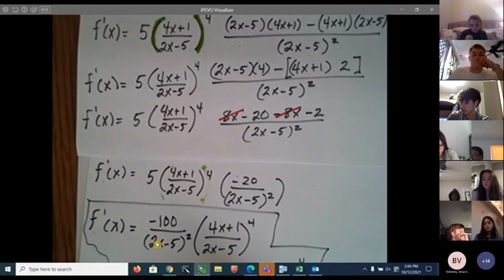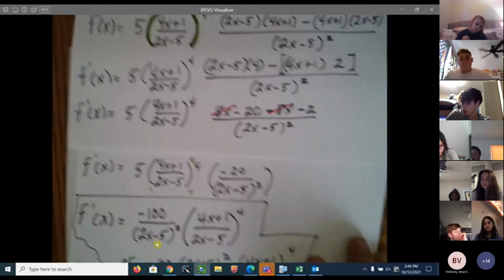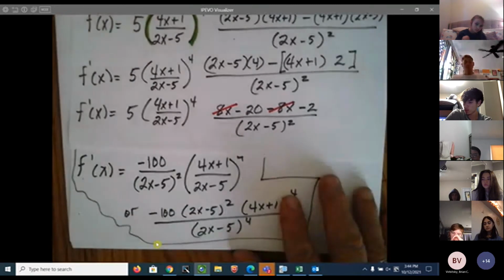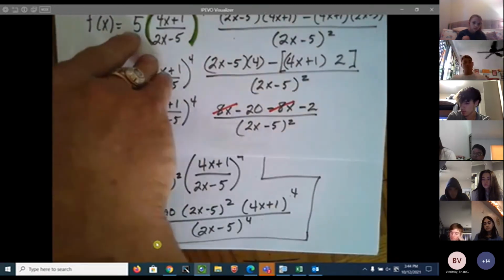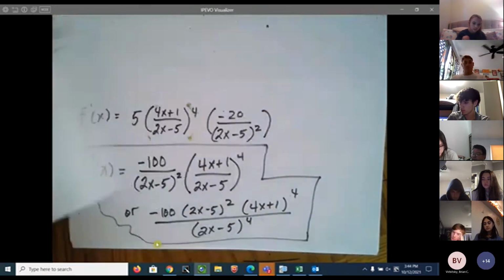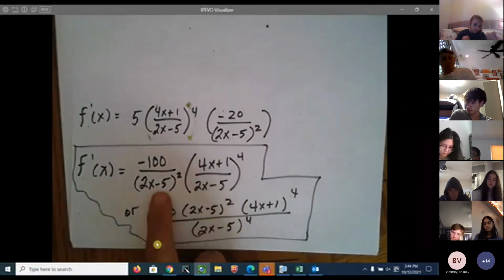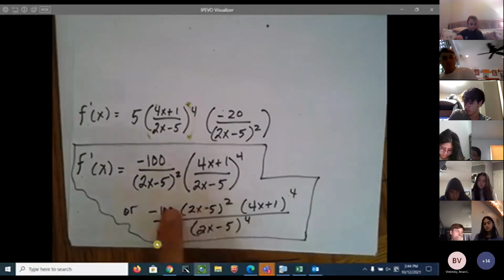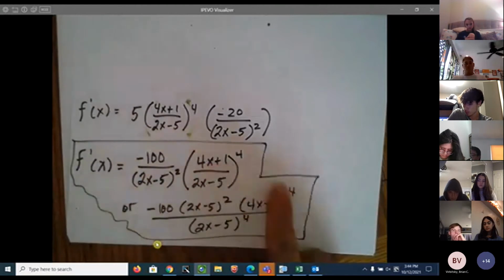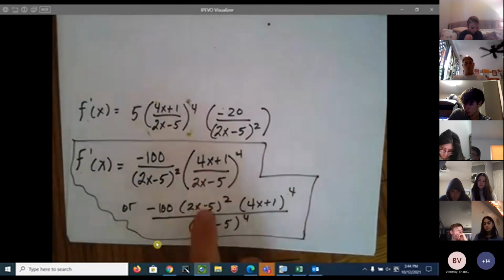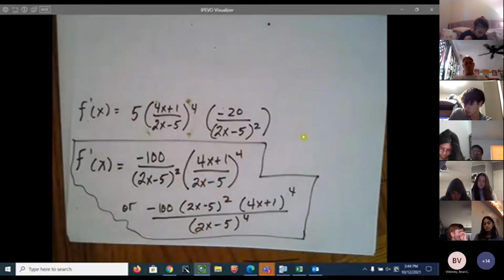I just got a common denominator of 2x minus 5 to the fourth. Sorry. And that made that negative 100 times whatever I needed on the bottom to make that. So that's that. And then that's 4x plus 1 to the fourth. It's either one of these two.